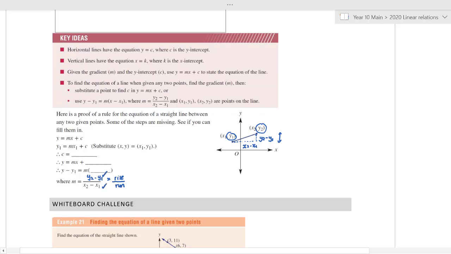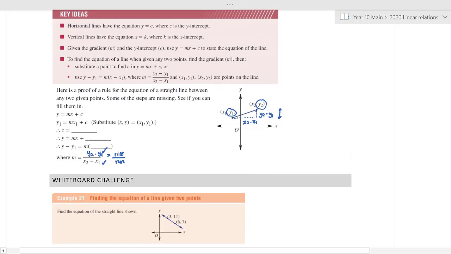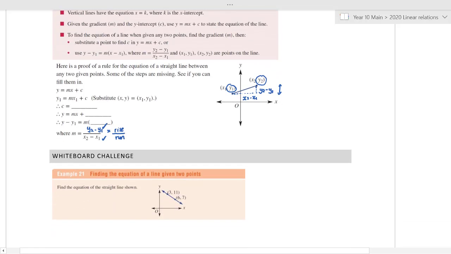And as you can see, if I rearrange that equation, we can rearrange it to get this y minus y1 form. I will go through this a little bit later, and I'll go through this with you in class for sure and show you some examples of this.